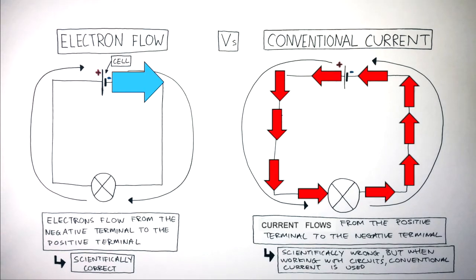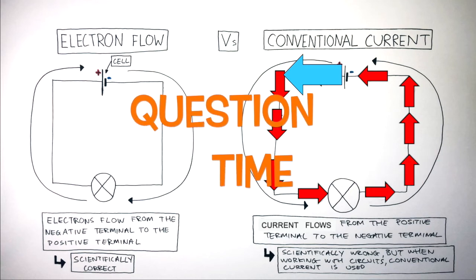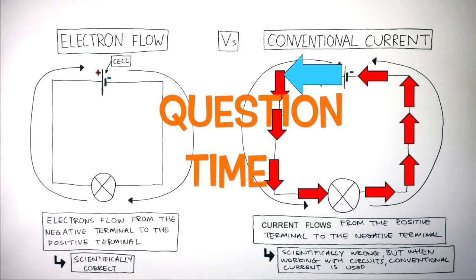So if you're ever using a real circuit, we know the electron flow is taking place. The electrons are flowing out of the negative terminal. However, when working with circuit diagrams, conventional current goes from positive to negative, even though we know this is scientifically wrong. It's question time. Attempt these questions to check your understanding.